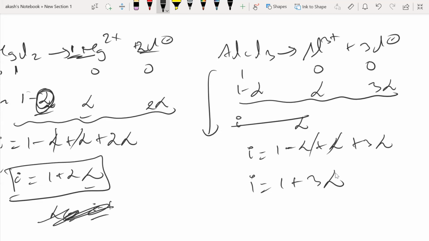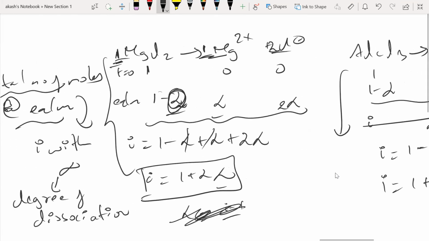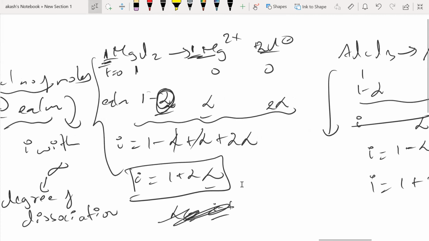The formula might be sometimes confusing. You can always remember this. Even in the class when we discussed, it was with this method only, and we even did the problems on this. Right. So now that is your Van't Hoff factor, and that is how you connect it with your degree of dissociation. Okay.